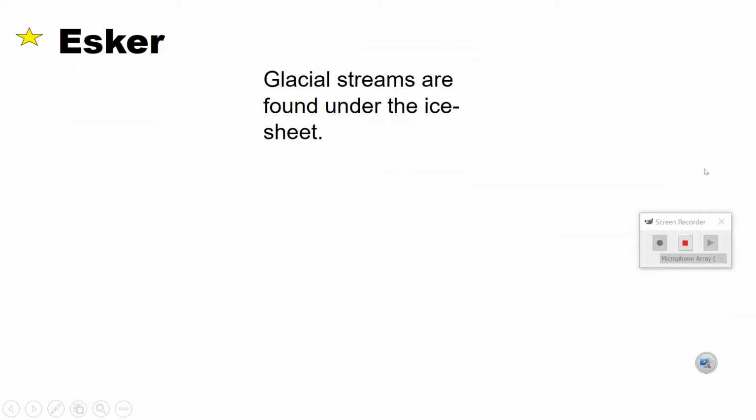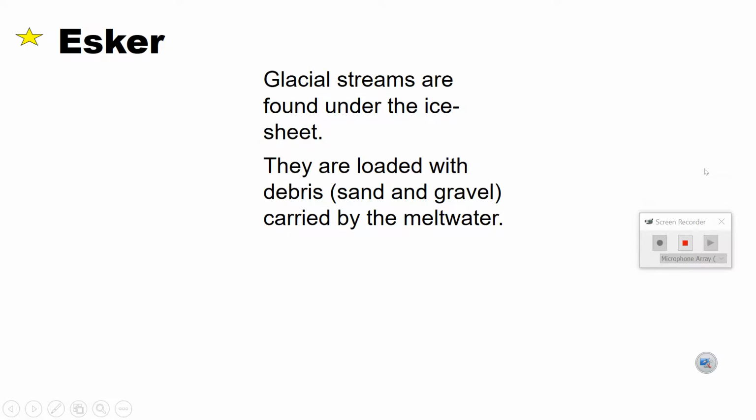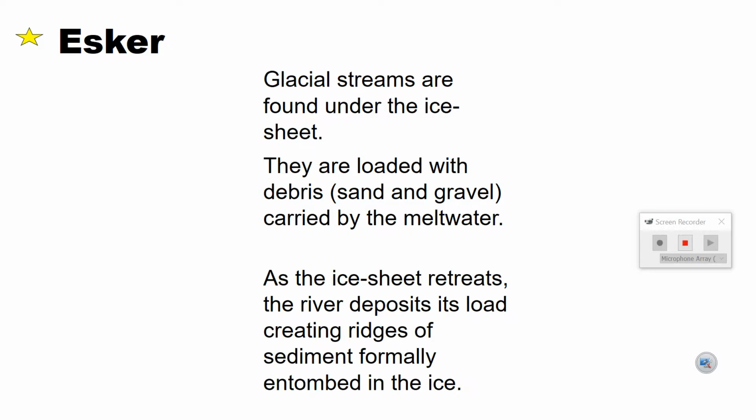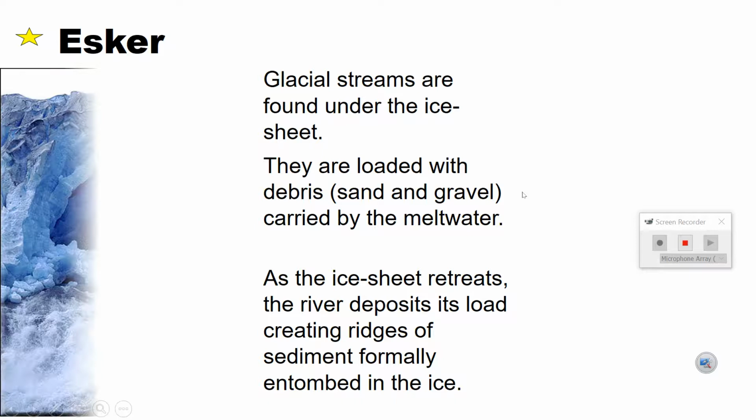Eskers themselves are found under the ice. They're basically streams under the ice, and when the glacier goes, you're left with this snaking ridge of sediment, and how that works is what you need to explain. They're loaded with sand and gravel, and they're carried by the meltwater from the glacier. As the ice sheet goes away, the glacier drops off its load, leaving these ridges. You don't need to copy anything yet, just have a little listen.